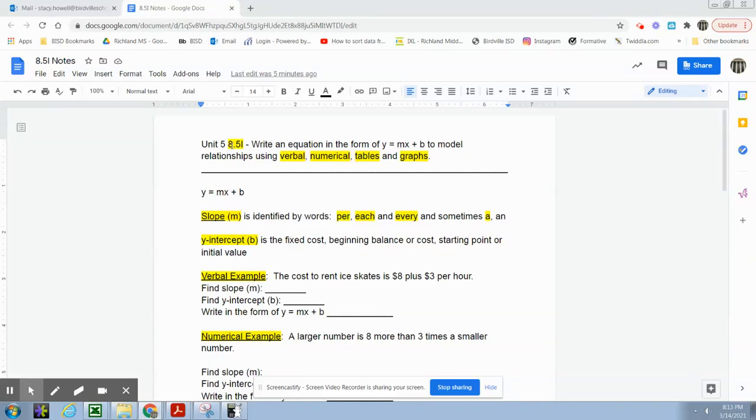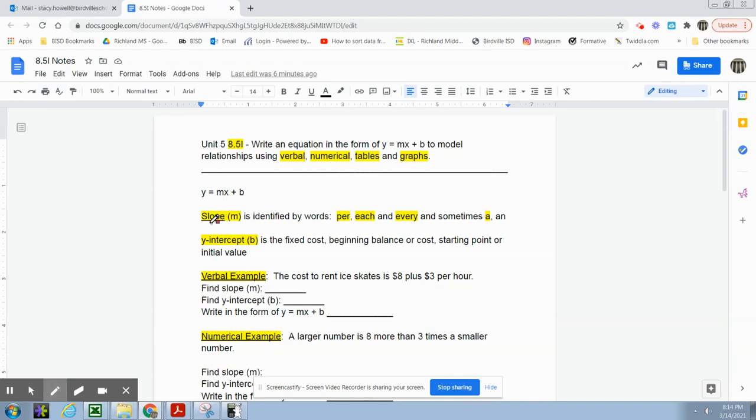We're working on 8.5i, which is writing an equation in the form of y equals mx plus b to model relationships using verbal, numerical, tables, and graphs. We're going to use y equals mx plus b because we have a slope, which is m, and a y-intercept, which is b.